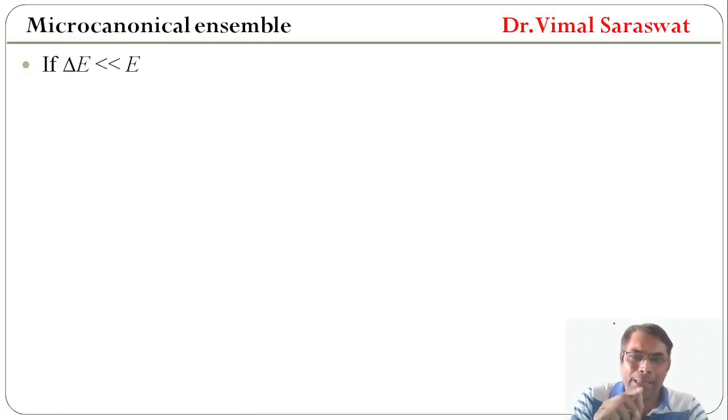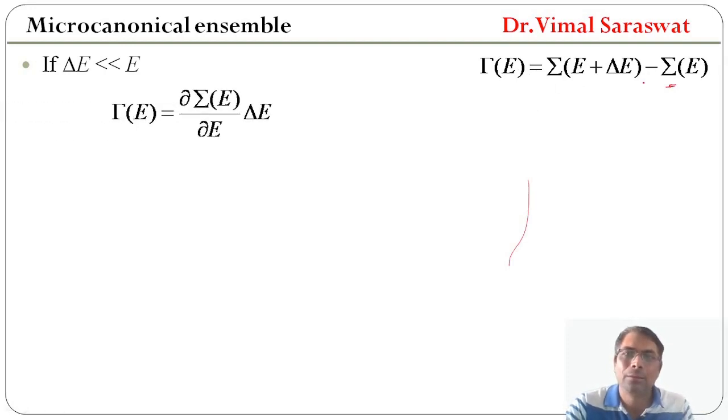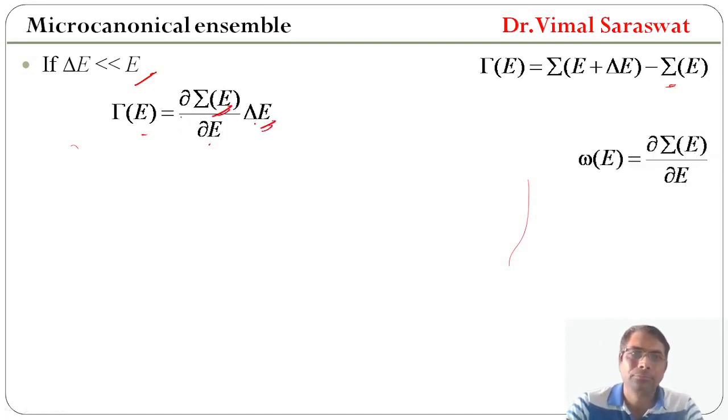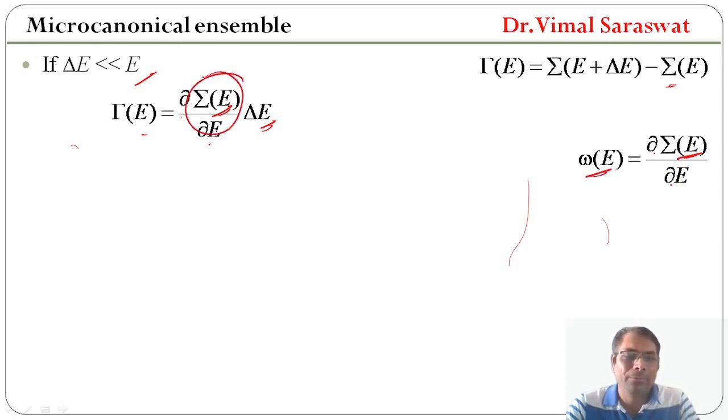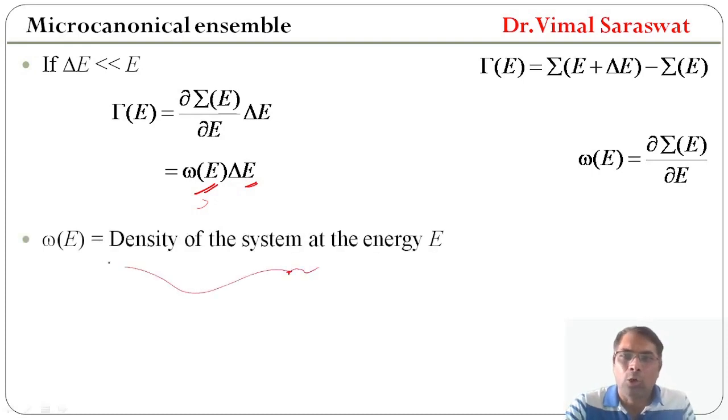If delta E is very much less than E, since Gamma(E) equals Sigma(E plus delta E) minus Sigma(E), Gamma(E) is equal to the partial derivative of Sigma(E) with respect to E, times delta E. The partial derivative of Sigma(E) with respect to E is actually Omega(E). So this is our Omega(E), and therefore Gamma(E) is equal to Omega(E) delta E. What is Omega(E)? Omega(E) is the density of states of the system at the energy E.